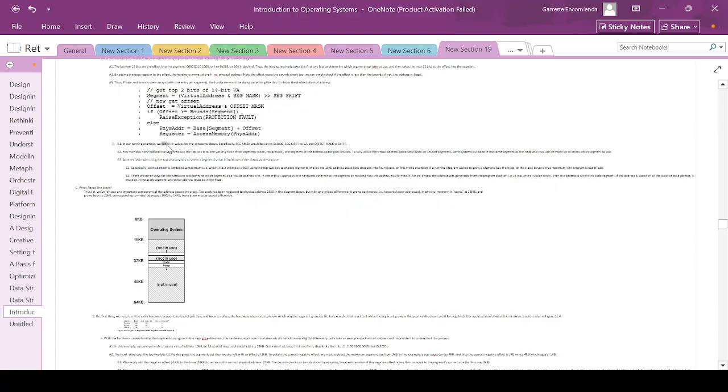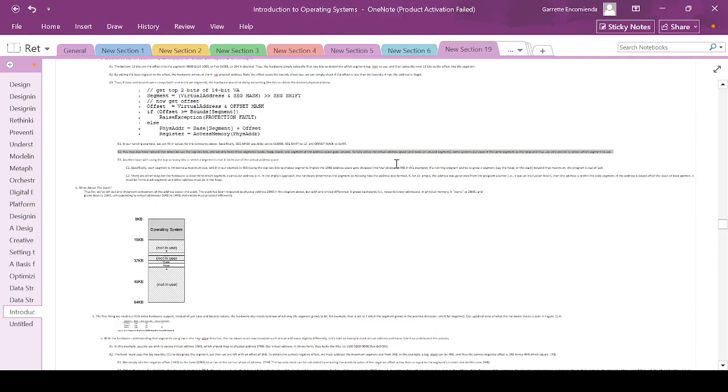In our running example, we can fill in values for the constants above. Specifically, segmask would be set to 0x3000, segshift to 12, and offset mask to 0xFF. You may also have noticed that when we use the top 2 bits and we only have 3 segments, code, heap, and stack, one segment of the address space goes unused.